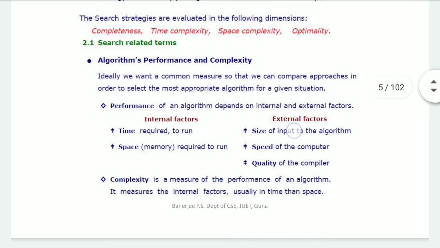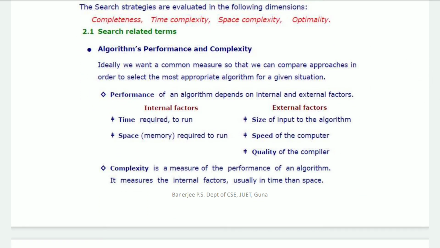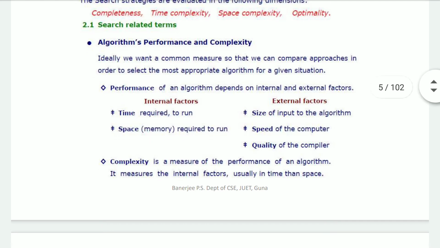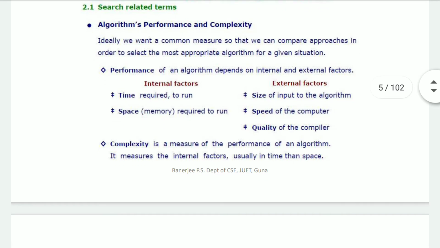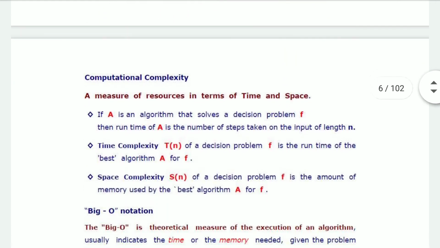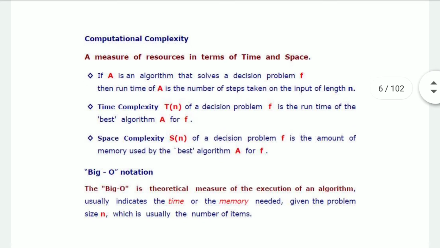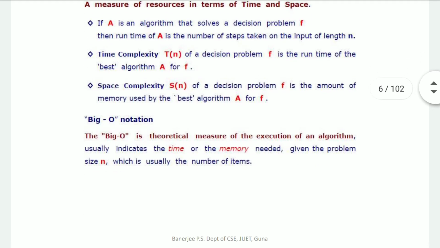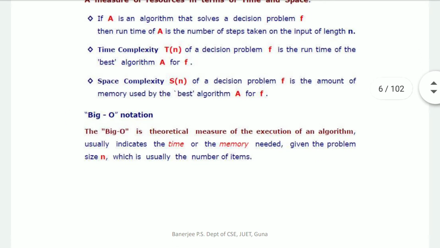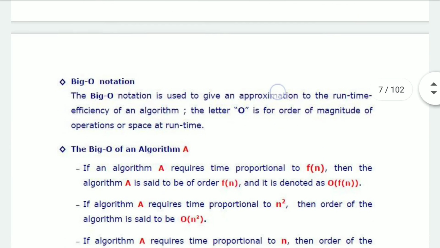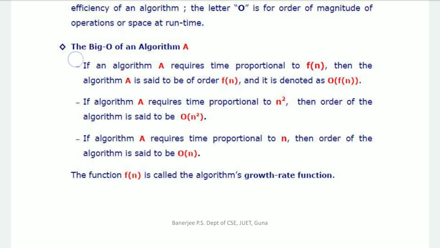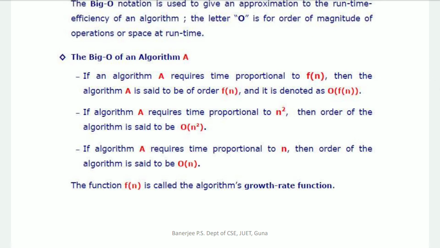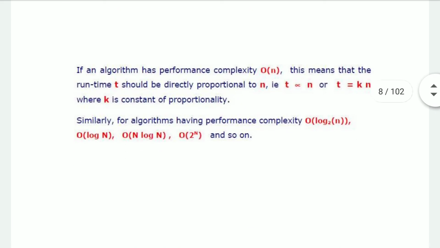Now these things I'm not going to discuss because you have to go through the theoretical concepts of the internal factors, the external factors, the time and space, the size, the speed and the quality. In case of external factors, you have to just go through these theoretical concepts, right? Now you have to go through the measure of the resources in terms of the time and space, the simple big O notation. You have gone through these things many a time previously also. There's much more description of the big O notation. All right, big O notation of an algorithm, how we compute it, you know it previously, right?